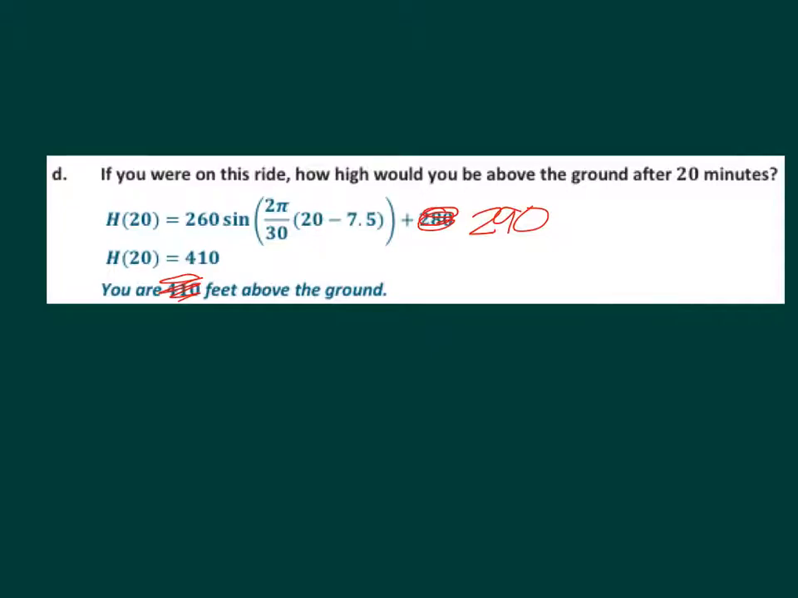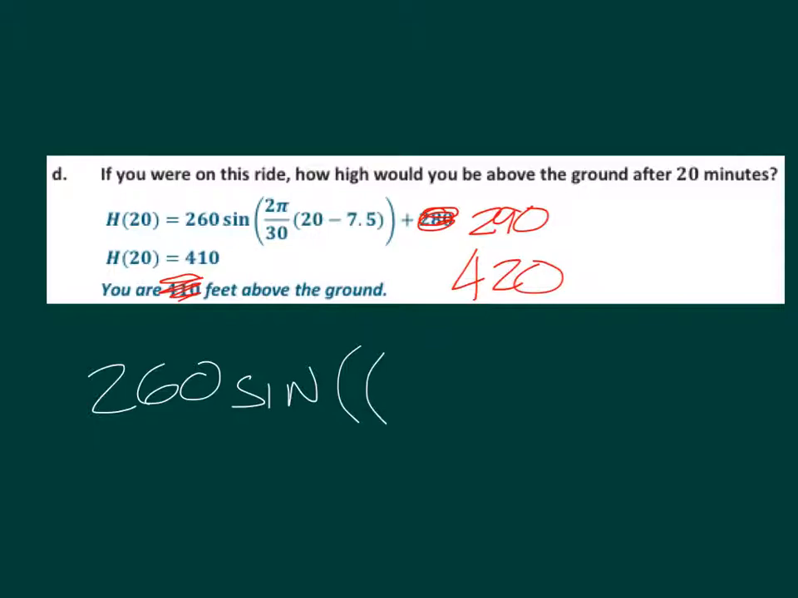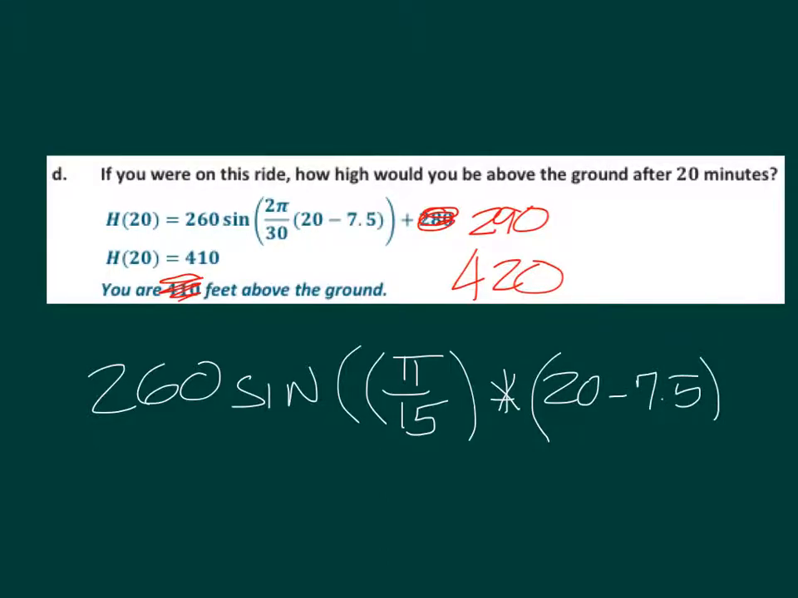I came up with 420. Yeah, it should be 420. Did you change yours to radians? To plug this problem in your calculator, I said 260 sine. Here's the parenthesis that automatically goes in. I said we had to put in another parenthesis and do the pi over 15, which is the reduction of 2 pi over 30. And then close that off and multiply it by another quantity, which is 20 minus 7.5. So we close that quantity and then the other one. And then you have to put in plus 290. You should come back with an answer of 420.